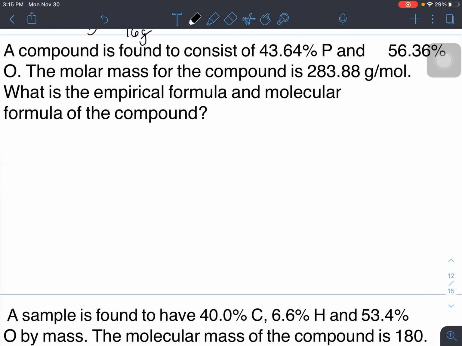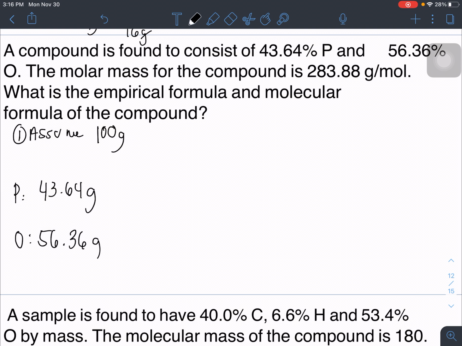Now we will try to find out the empirical and the molecular formula of a compound. Okay, so we are given again the percentage composition. So we'll do this first step. Assume 100 gram. Hence our phosphorus will be equal to 43.64 grams, and oxygen will be equal to 56.36 grams.